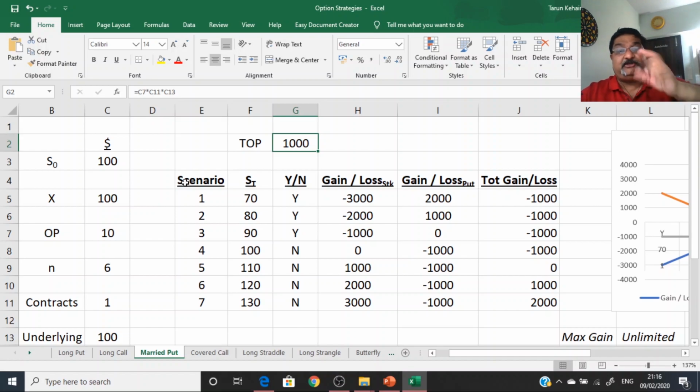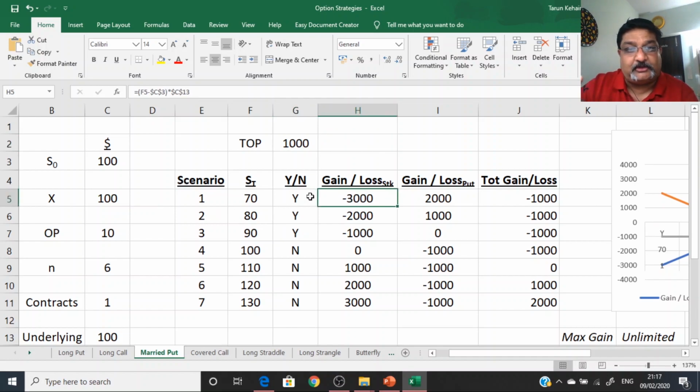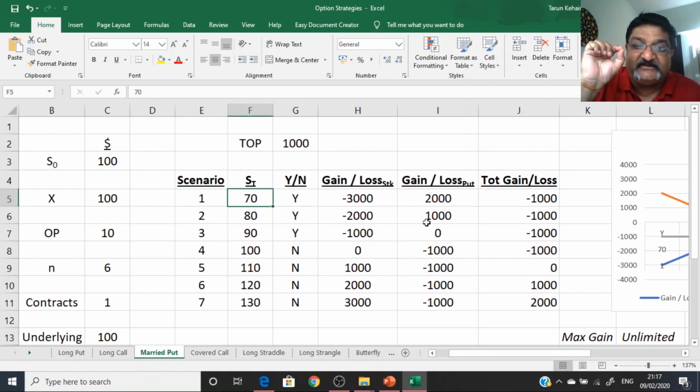And therefore, there will be two gains or losses you will have to evaluate. One is the gain or loss on the underlying stock in which you have gone long, and one is the gain or the loss on the put option, right? So there are two different positions that you will have to evaluate and closely ascertain. So let's look at the first scenario where the stock price is 70, right?